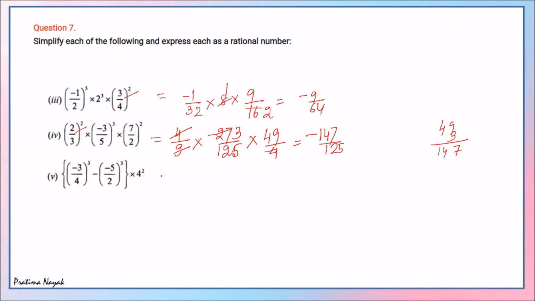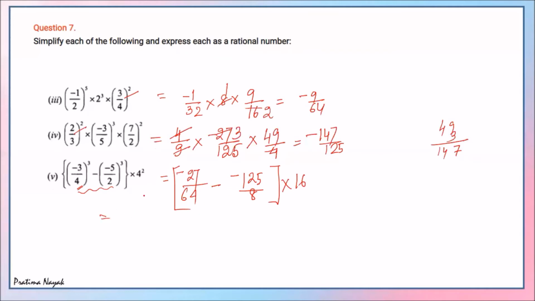Next, coming to the third one. There is a bracket here and there is a subtraction here, so you should take care. Minus 3 to the power 3 will be negative, minus 3, 3, 27, upon 4 multiplied 3 times, so there will be 64. And minus, it will be minus 5 multiplied 3 times, it will be 125, upon 2 multiplied 3 times, it will be 8. Whole bracket into 4 square. 4 square is 16. So next we'll simplify.